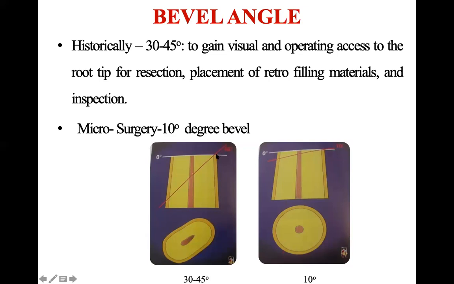So if you give an angulation like this, your eye is here, then you will be able to see the canal, opening of the canal, and clean it properly. So generally when you are doing a routine or the general surgery that we do without a microscope, we recommend that a 45 degree angulation should be given so that it is easily visible. In microsurgery, when you are working under a microscope, the dynamics change and you can give a lesser slope, that is around a 10 degree slope is given so that you can visualize this part of the apex.